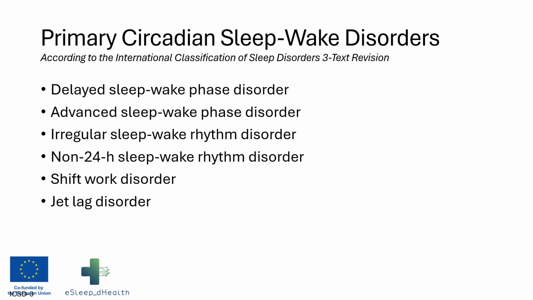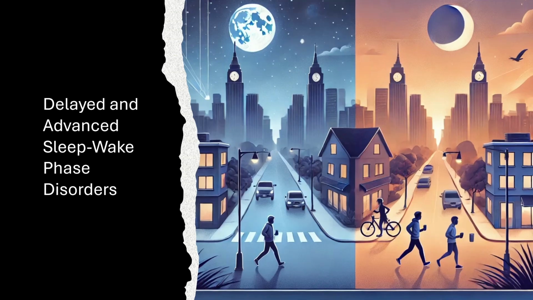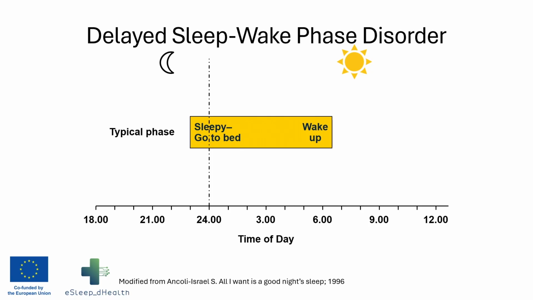These are the primary circadian sleep-wake disorders that are listed in the ICSD-3, and they will be discussed in greater detail as I go through this talk today. The first disorders I want to talk about are delayed and advanced sleep-wake phase disorders. So in this figure here, we have a typical phase of a typical person who has no sleep disorder. In this example, the person becomes sleepy and goes to bed at around 11 and wakes up at 7 a.m.